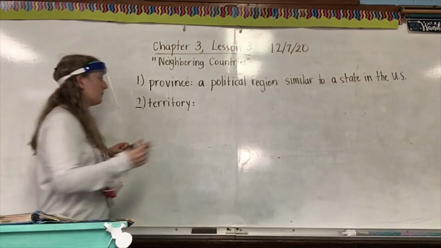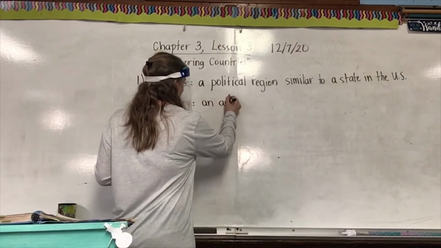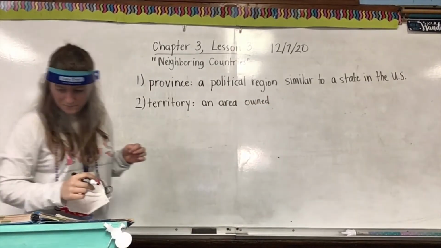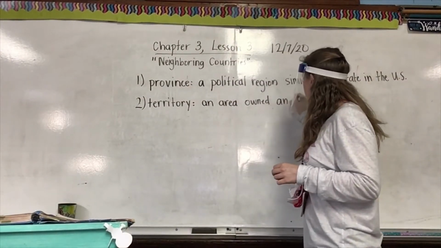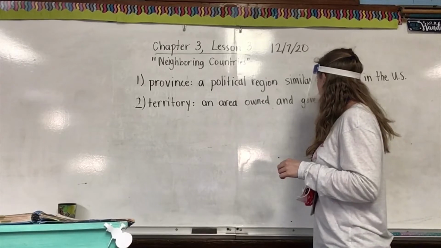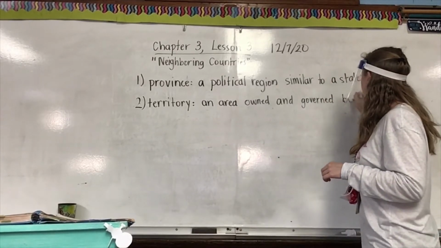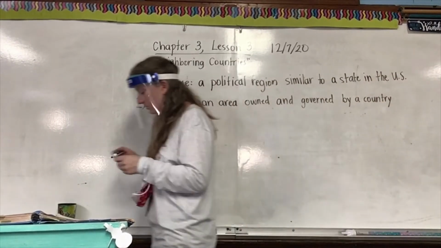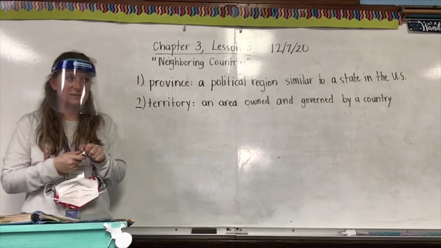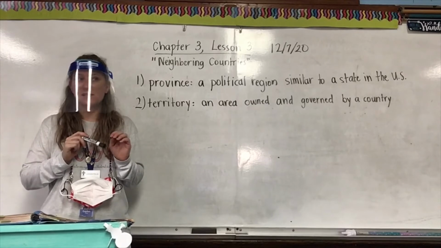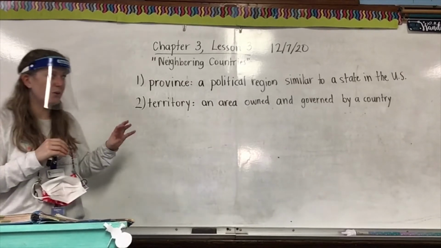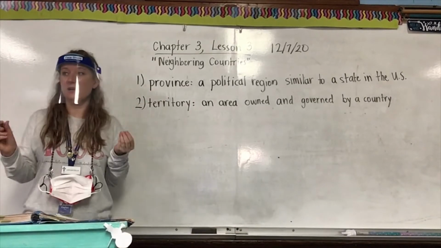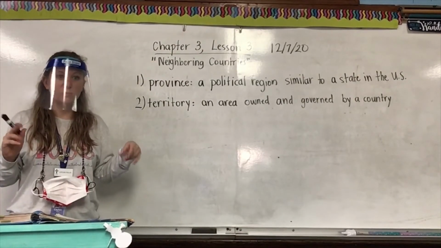Now a territory is different from a province or a state because it is an area owned and governed by a country. We actually have territories too, because Puerto Rico is a United States territory. It is not a state because it technically has its own leader, but it is still owned and somewhat governed by the United States. Canada's the same way. They have 10 provinces, which are like our states, and they have 3 territories.